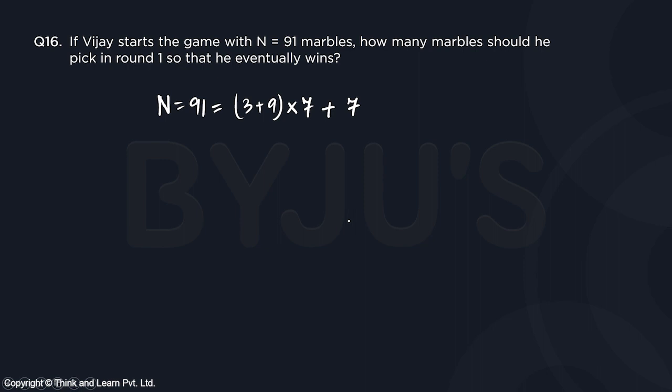So if he wants to win, that means he would not like to pick the last 3 marbles. So instead of 7, if there is going to be 3 plus 9 into 7 plus, if this is going to be 3, then the person who starts will end up picking those 3. So that means the number of marbles that we should have had should be 87. So if Vijay wants to win the game, he should pick a total of 4 marbles at the beginning so that he wins the game.